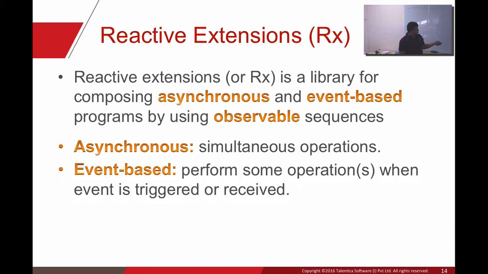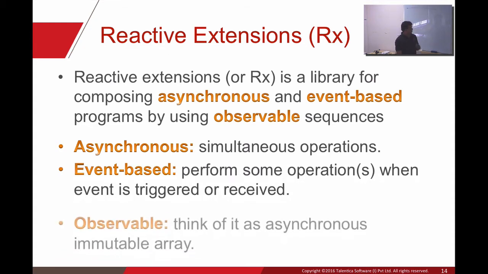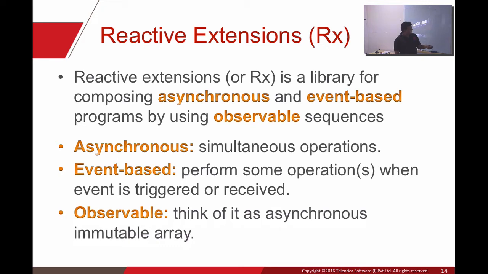Event-based, it performs some operations when the event is triggered, or based on some event, we can perform some operation. And observable, you can think of it as an asynchronous immutable array. Asynchronous because in an array, all the values are not here completely. The values will come with time. And immutable because you cannot change it. Not exactly an array, it could be a list also, or it could be a single item also.